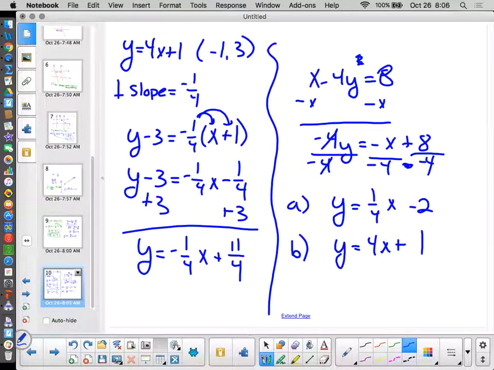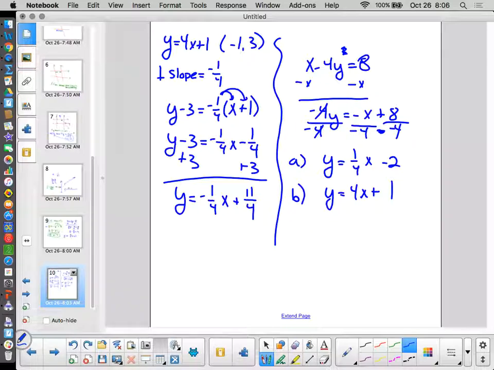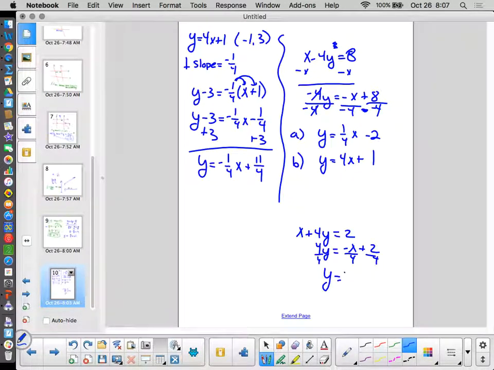Are these two parallel? Are they perpendicular? No, because they're both positive, so we're not perpendicular. C is x plus 4y equals 2. So again, we have to solve this, subtract the x. 4y equals negative x plus 2. Divide by 4. So y equals negative 1/4 x plus 1/2. So C is y equals negative 1/4 x plus 1/2. So we had to rearrange all that.